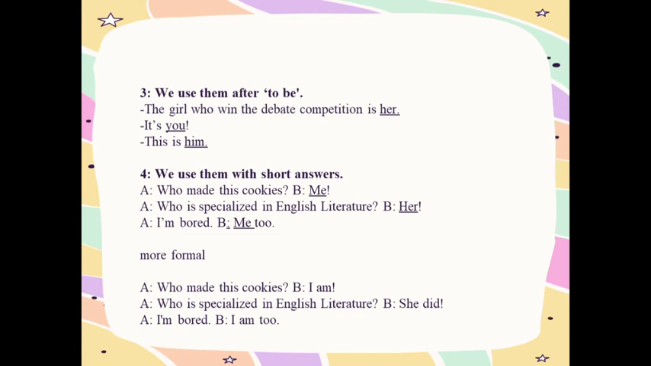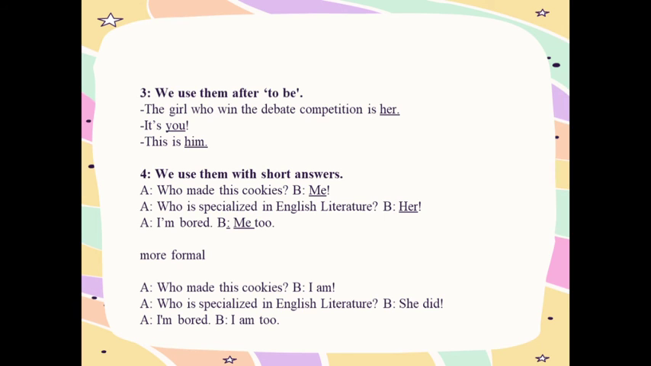Third, we use them after to be. First, the girl who won the debate competition is her. Her is placed after the to be is. The second one, we have it's you. You is placed after the to be is. Lastly, we have this is him. Him is placed after the to be is.